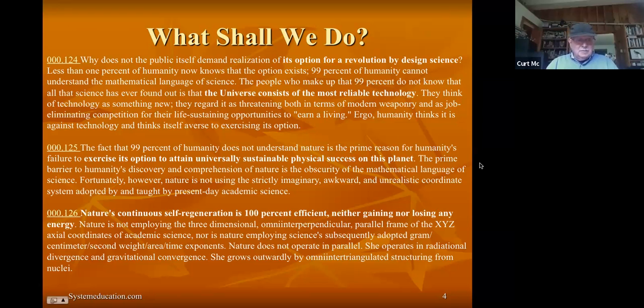And so then if you see the numbers on the left, that means it's from synergetics. And so this is just some words from synergetics about deciding what to do. And universe consists of the most reliable technology. So for Bucky, technology was nature, even more so than the stuff that we did. He thought that our technology was not comparable to nature. And the bottom item, nature continuously self-regenerates with 100% efficiency. And what that means is that everything is captured in some other system. And we'll get into that a little bit later.